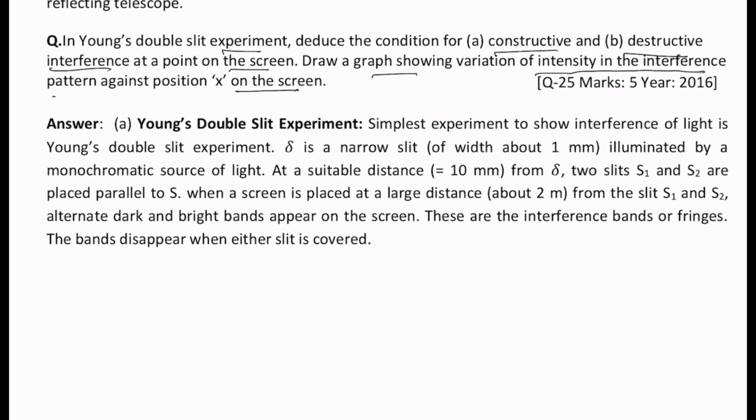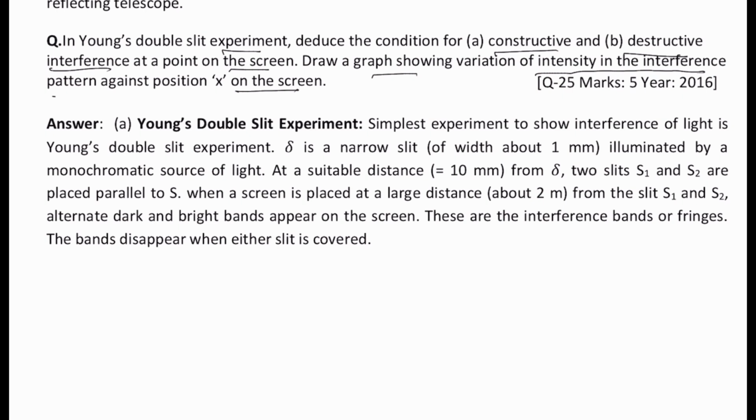So the incident wavefront splits into two wavefronts, and as they advance, these two wavefronts interfere. Somewhere we get a bright spot, somewhere we get a dark spot. The bright spots are called constructive interference, in-phase interference, and where we get the dark fringe, it is called destructive interference, out-of-phase interference. So let's see. Young's double slit experiment is the simplest experiment to show interference of light. This was the first experimental evidence to prove interference in a practical way.